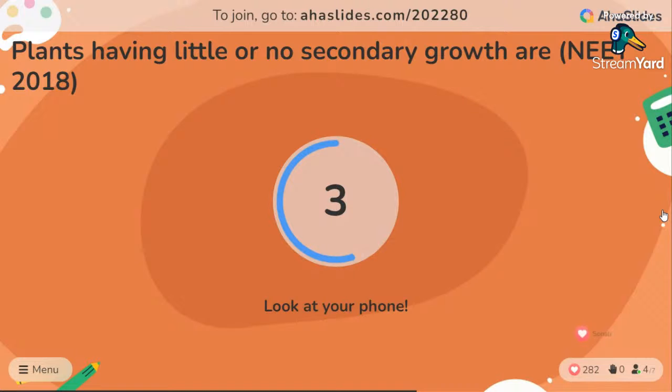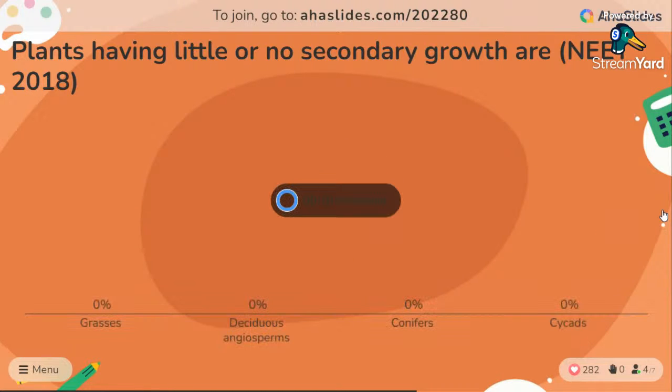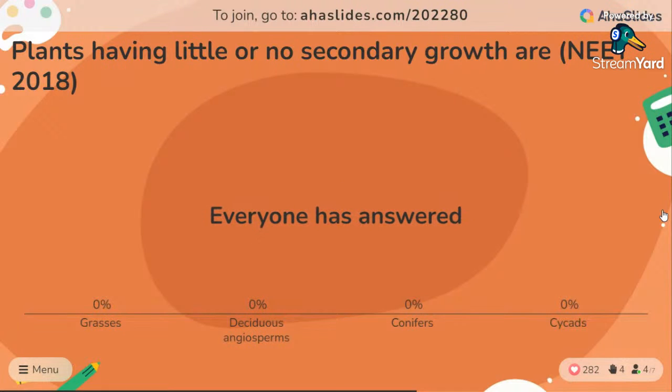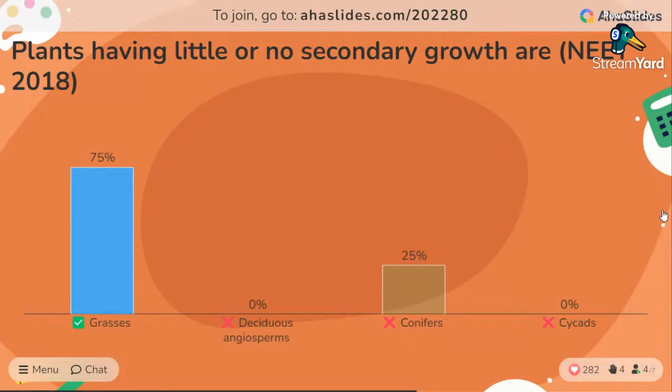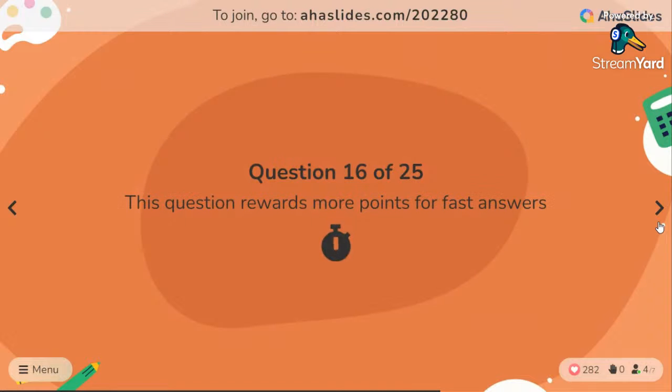Plants having little or no secondary growth are, NEET 2018 question: grasses, deciduous angiosperms, conifers, cycads. Yes, everybody has answered. The right answer is grasses. Guys, conifers and cycads, all those are gymnosperms. In gymnosperms and dicots, you will find secondary growth. In monocot plants such as grasses, you will never find secondary growth. Let's have the 16th question on your screen.